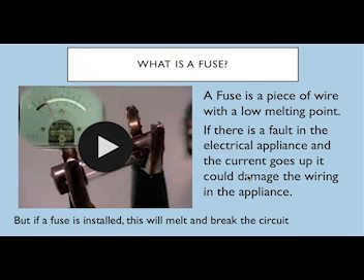A fuse is basically a piece of wire with a very low melting point. And if there's a fault in the electrical appliance and the current goes up, it could damage the wiring in the appliance. So a fuse is installed, and that will melt and break the circuit instead. So have a look at this example here.